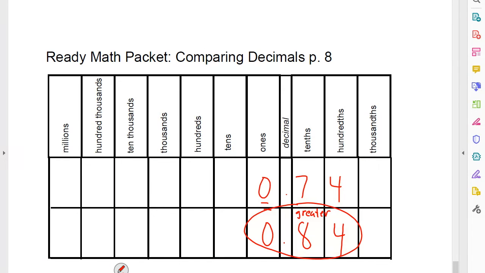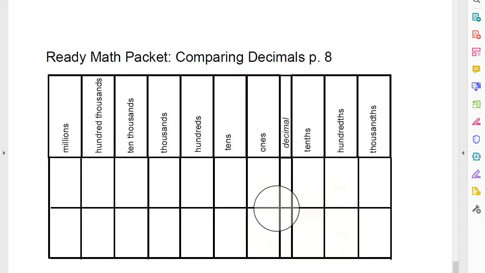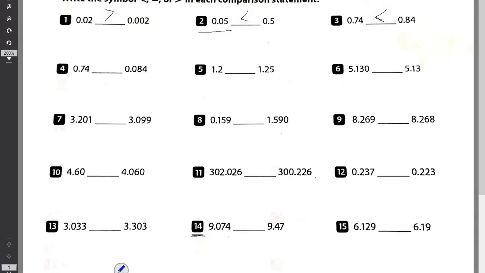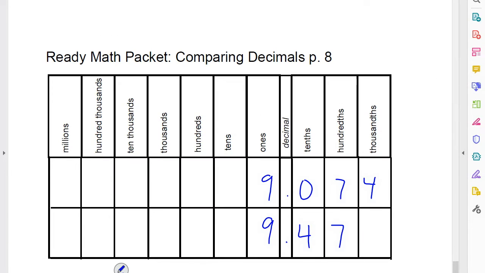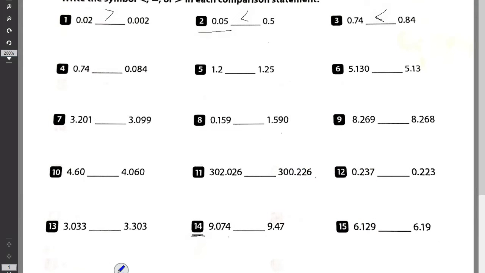I'm going to go on to number 14 because at first glance it might seem like the longer number is greater, but we talked about this at the beginning of the year. Just because the number is longer doesn't mean that it's greater. In this case, my ones are equal. My tenths is where we start to differ, and the 4 is actually greater than the 0, so that means that 9 and 4700ths is going to be greater than 9 and 74 thousandths. And if we put a 0 there at the end, we could also read that as 9 and 470 thousandths.